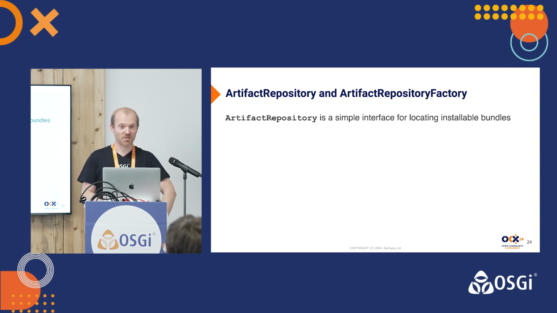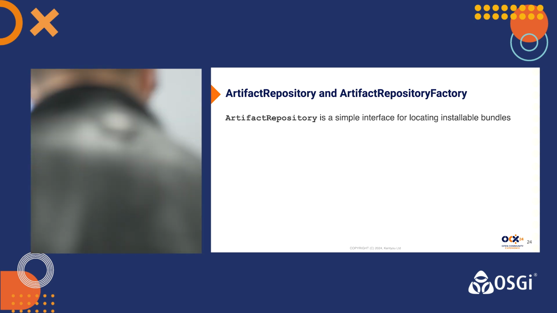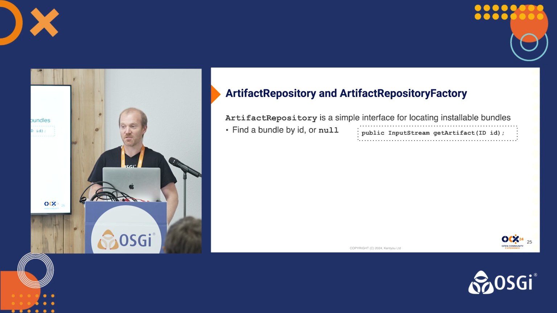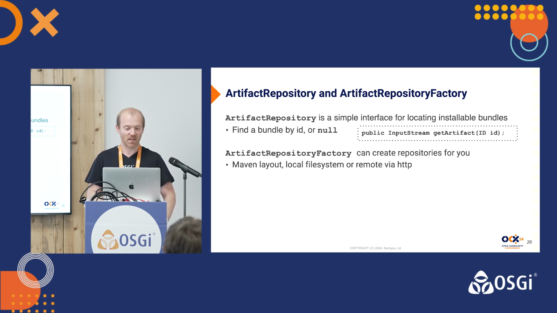So artifact repository is the interface from which we find the bundles that we can install, and you can create one of those things from an artifact repository factory. It allows you to find a bundle by ID, or it will return you null. You can use this factory to create repositories. The ones that it's required to support are Maven layout on the local file system or remote using HTTP.